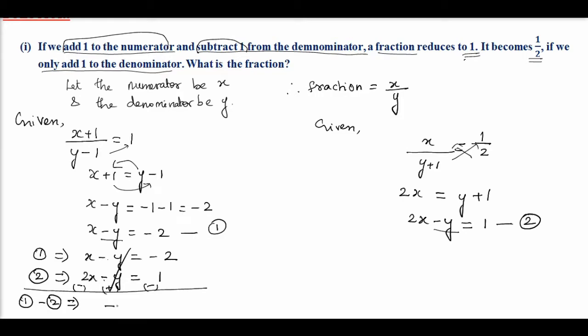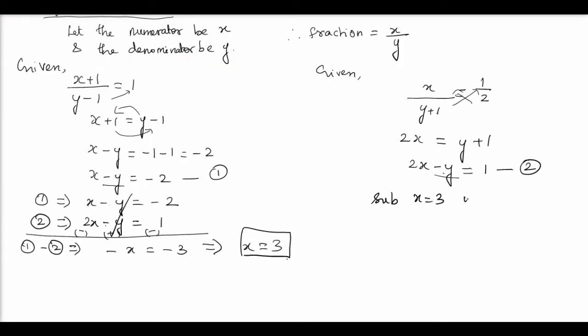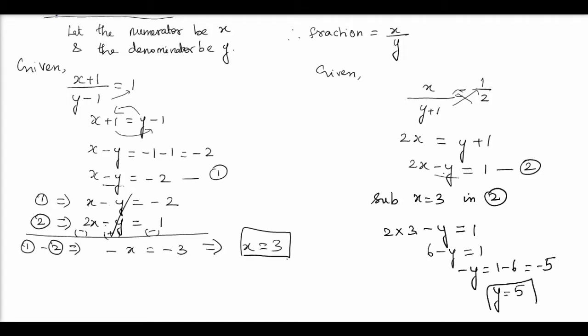x minus 2x. So it's minus x equal to minus 3. That gives me x equal to 3. So we have got the numerator to be 3. And let's substitute in any one equation and get the value of the denominator. Substitute x equal to 3 in equation 2, so that we get 2 into 3 minus y equal to 1. 2 into 3 is 6. So 6 minus y equal to 1. So minus y equal to 1 minus 6, that's minus 5. So we get y equal to 5. So we have got x equal to 3 and y equal to 5.